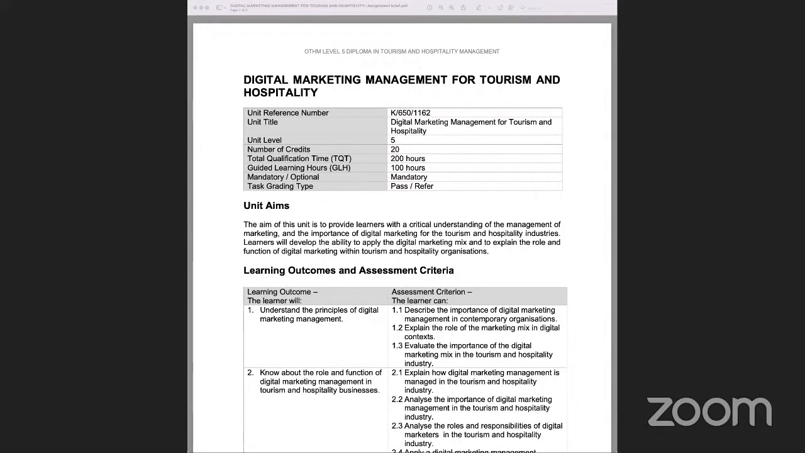Now, with regards to today's discussion, we're going to be discussing the assignment brief for this particular unit, which is digital marketing management for tourism and hospitality management. This is quite an interesting unit, which normally I teach, and because of duplication of timing in some of the sessions, I wasn't able to take this up, and I had asked my colleague to run through this particular unit.